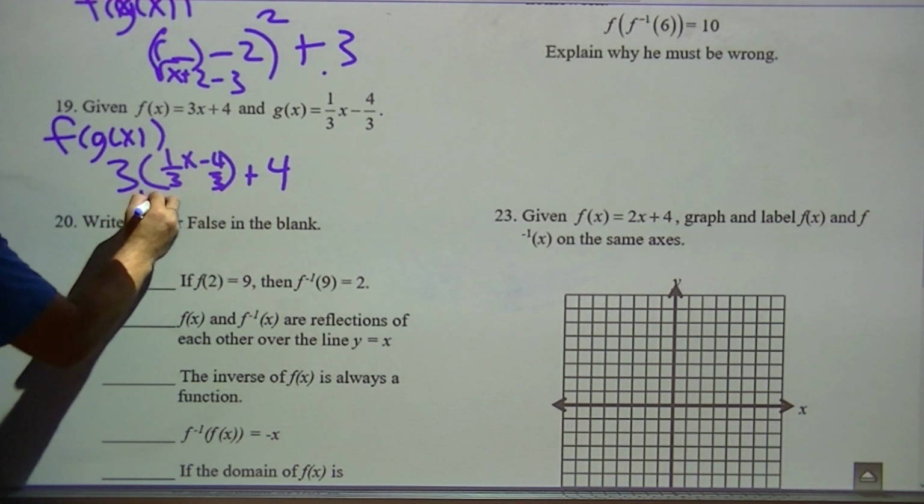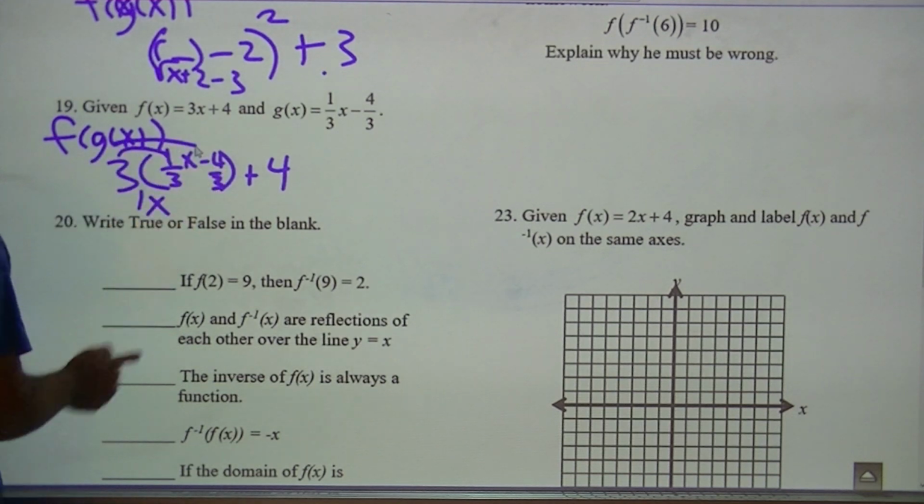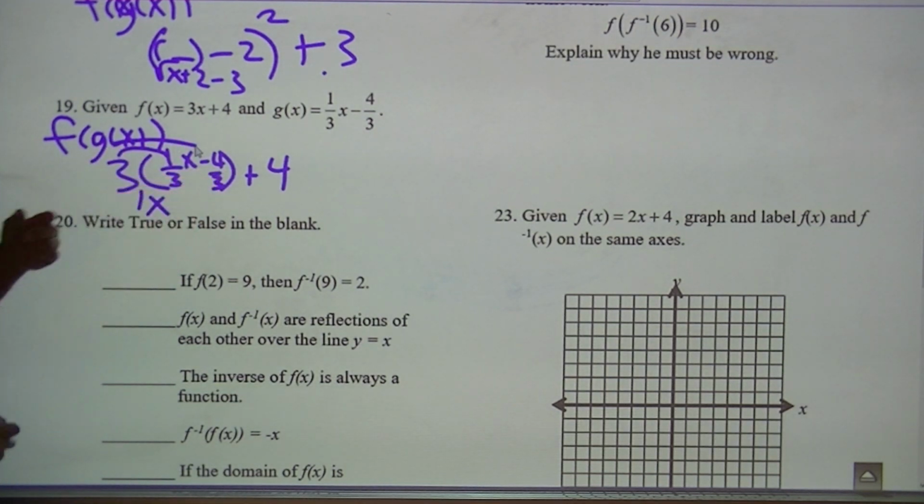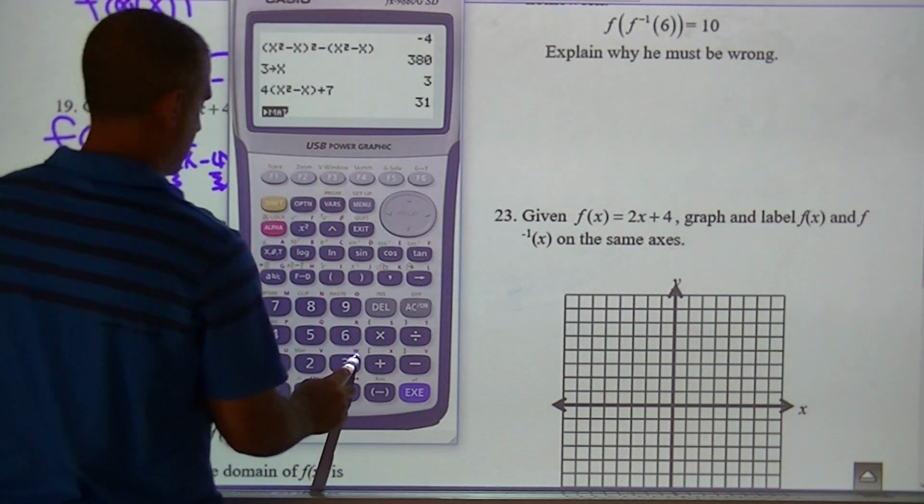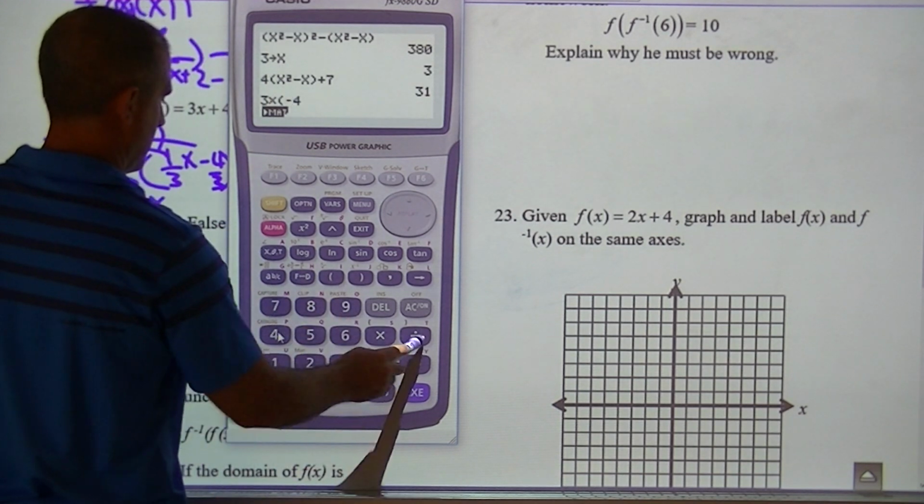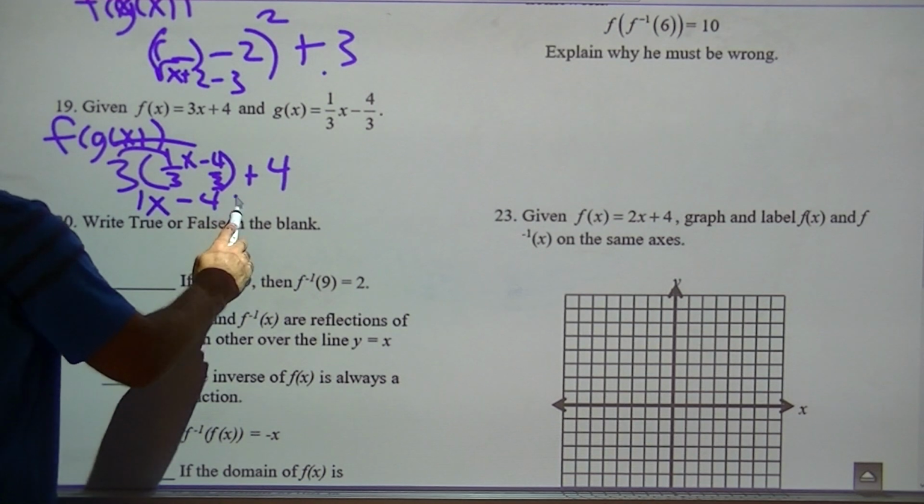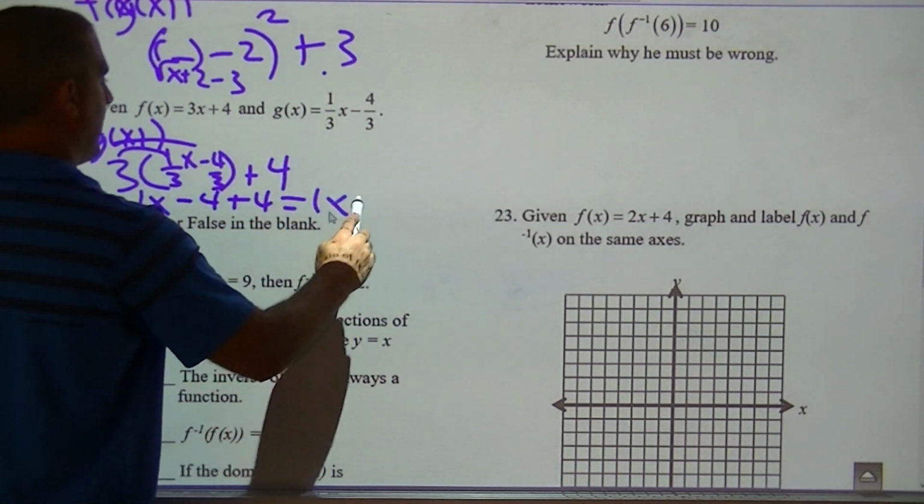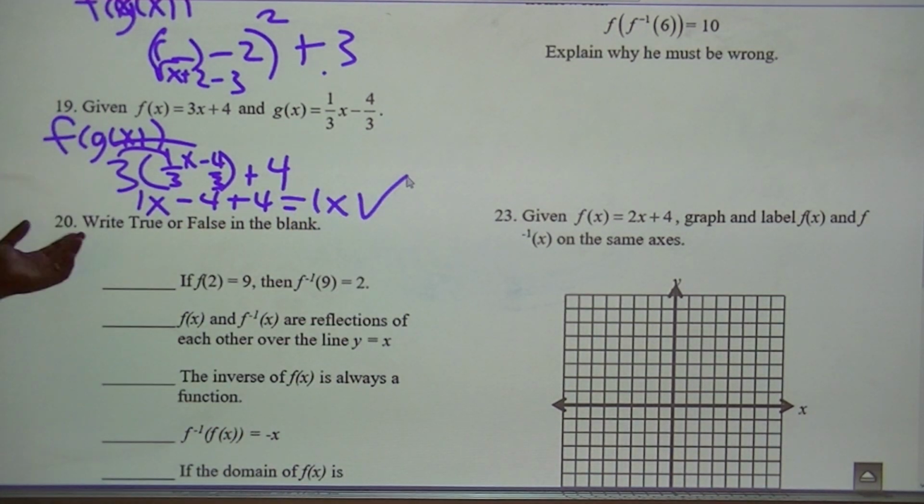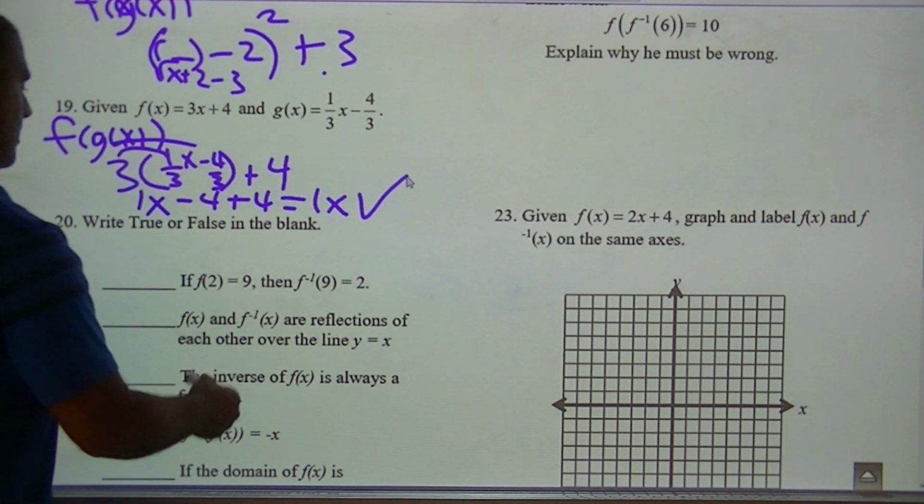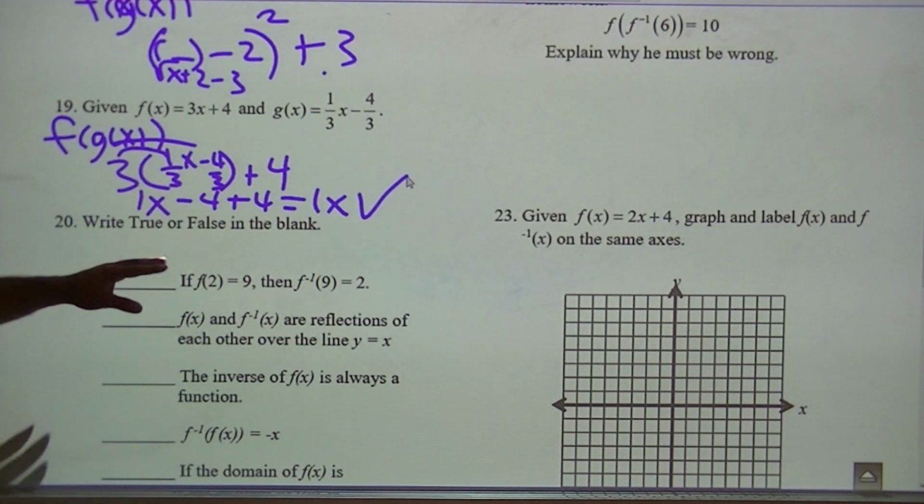Okay, this would be 1x. If you distribute that, 3 times negative 4/3 is negative 4, plus 4. That's going to be 1x, which is what we want. And you can verify the same thing either way.